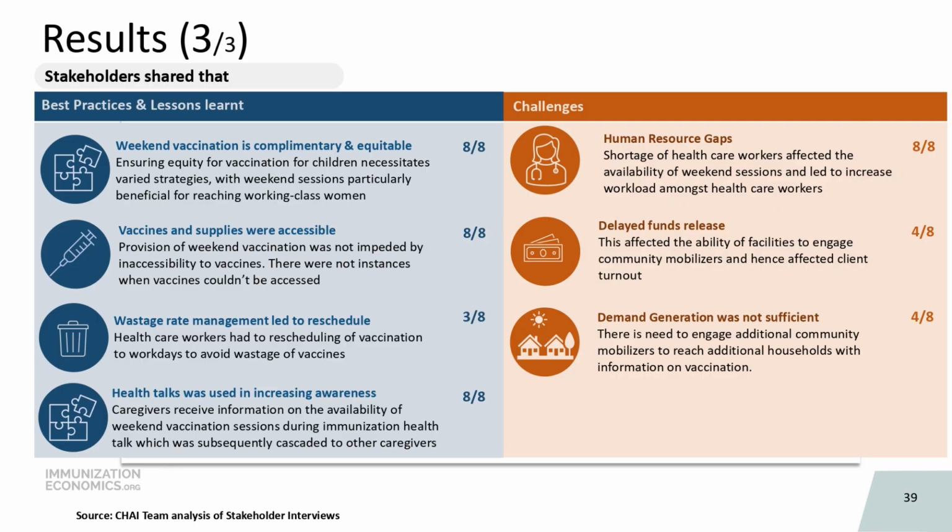It's important to conduct these sessions so that we're able to reach these working class caregivers. Another thing is that during the weekend, the facilities also ensure that they set systems in place to make sure that the vaccines and supplies are available. And one key challenge that we saw is that because the facilities are trying to manage their wastage rates, that led them to reschedule the vaccination to work days, which led to a lower number of zero-dose children reached in total.